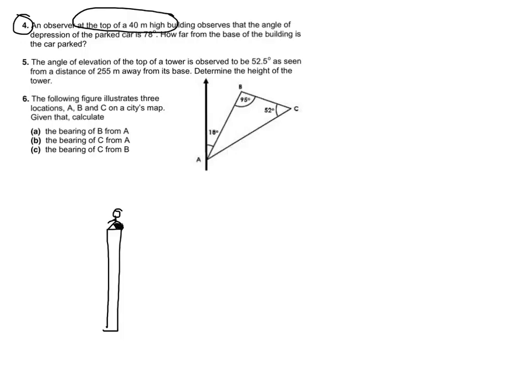Anyway, whatever we are doing here are just estimates of the reality. So we know that the height of the building is 40 meters. So we label this as 40 meters. And then it says that the angle of depression of the car park is 78 degrees.